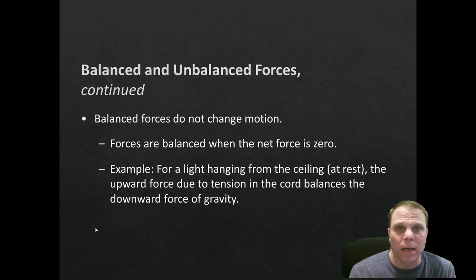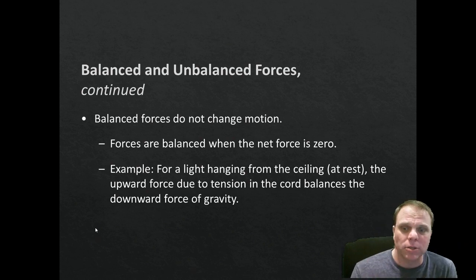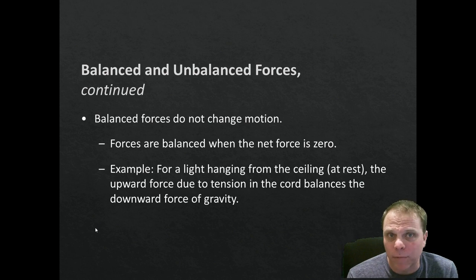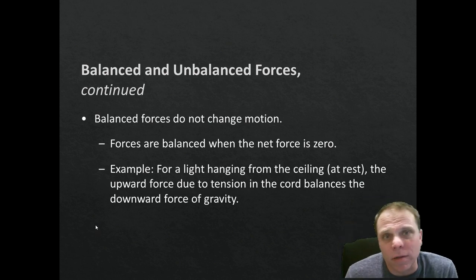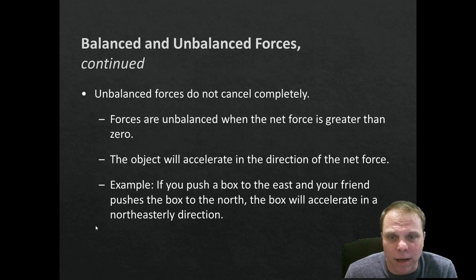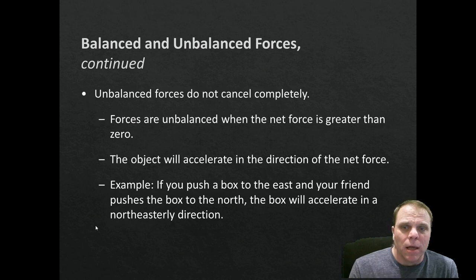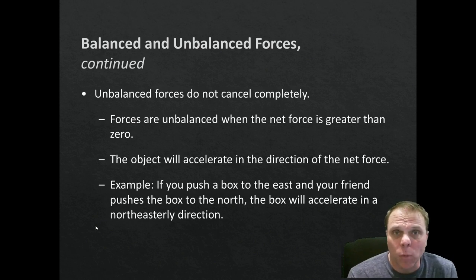For instance, if you think about a light hanging from the ceiling, why isn't it dropping to the ground? Well, gravity is trying to pull it down, so it has a downward force of gravity, but it also has a tension force, which is in the cord that holds it up onto the ceiling, and that is balancing it out, so there's no net movement. The unbalanced forces, though, will cause movement, so they don't cancel.